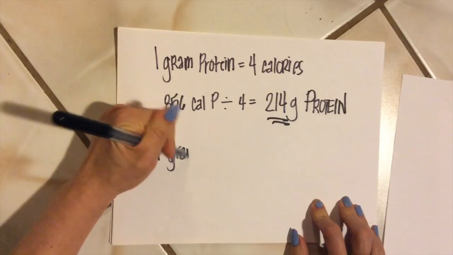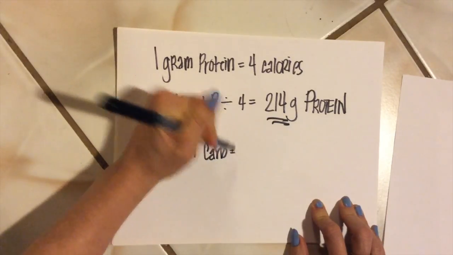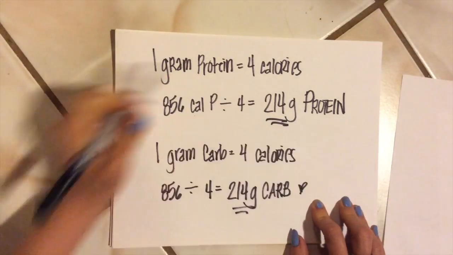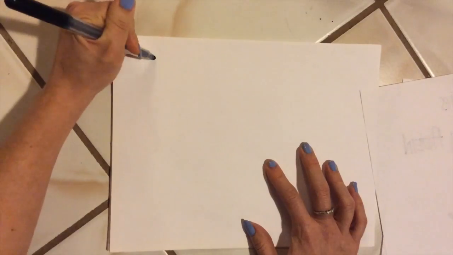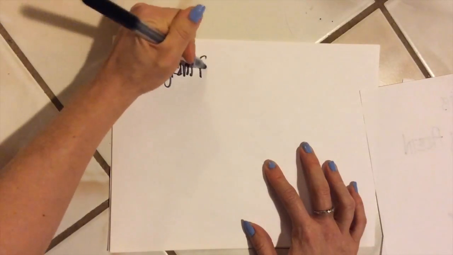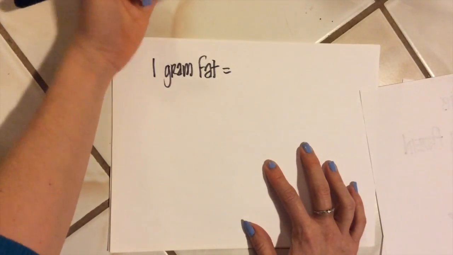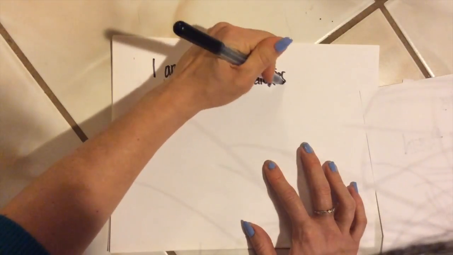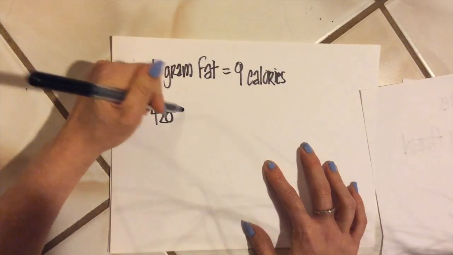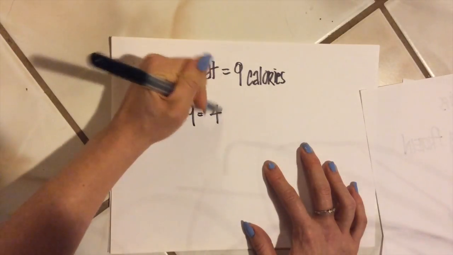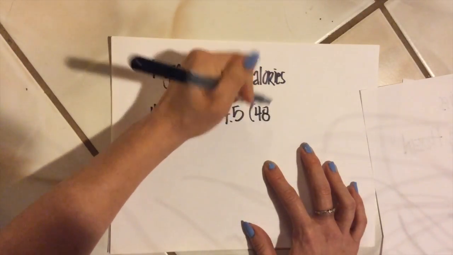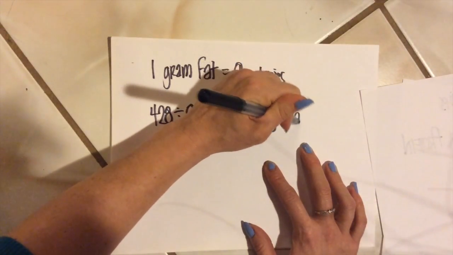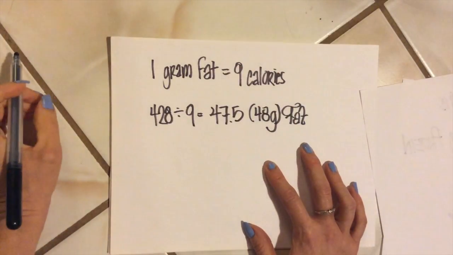We're going to continue doing this with carbs. 1 gram of carbohydrate equals 4 calories. So we're going to end up with the same number that we had of protein. We're going to do this with the fat as well, with 1 gram of fat equaling 9 calories. So we're going to take our number of calories of fat needed, which is 428, and divide that by 9 to find 47.5 grams of fat that's needed.